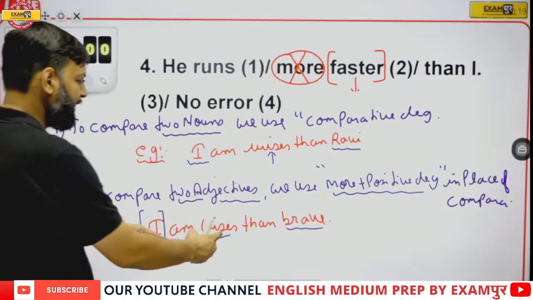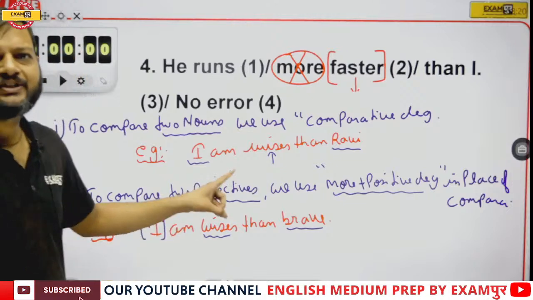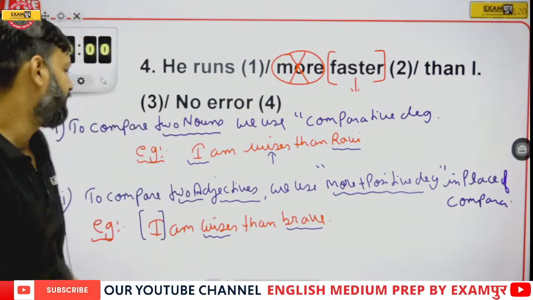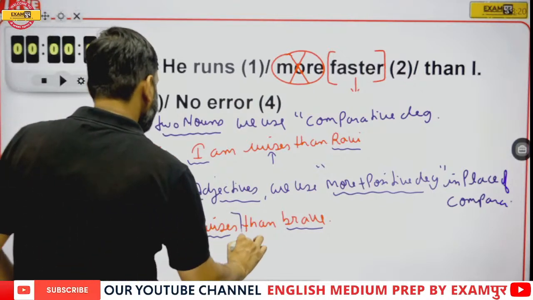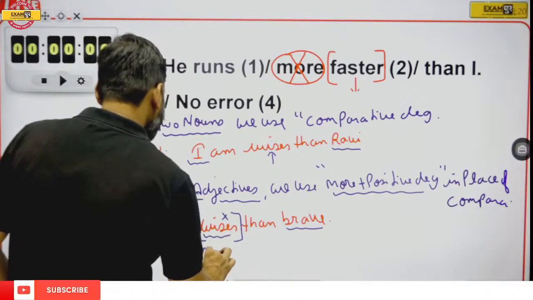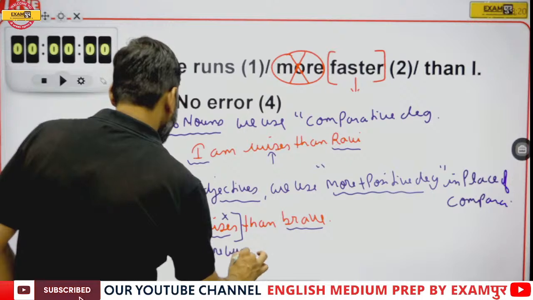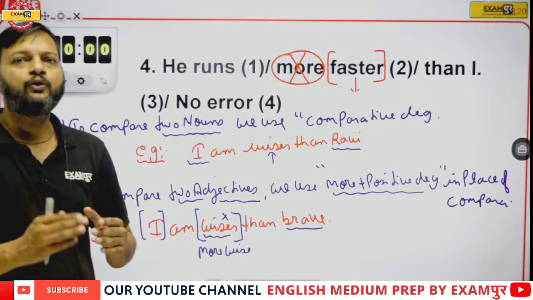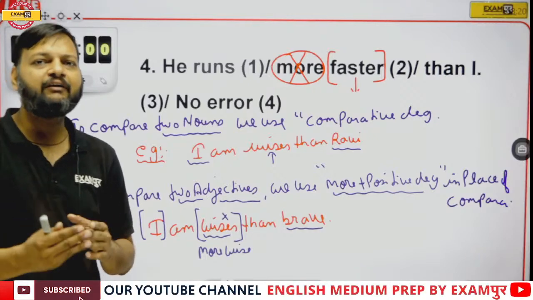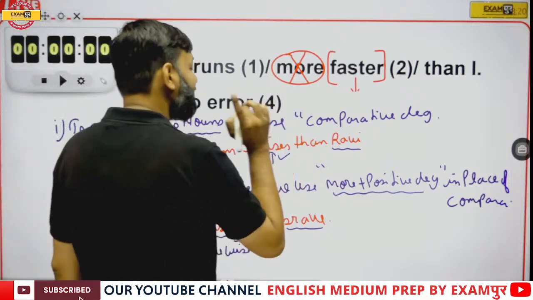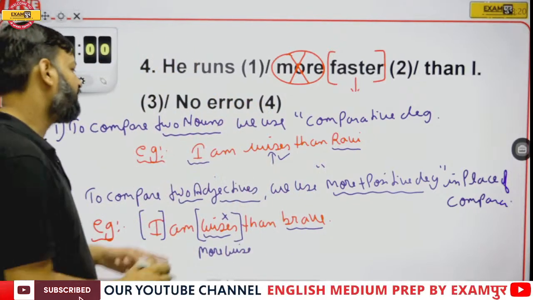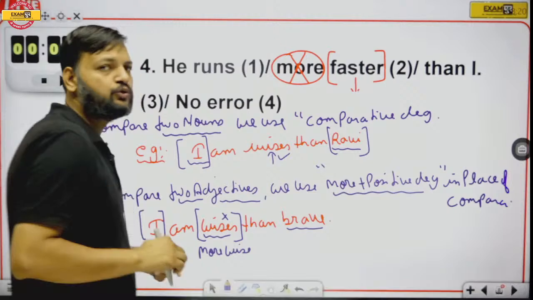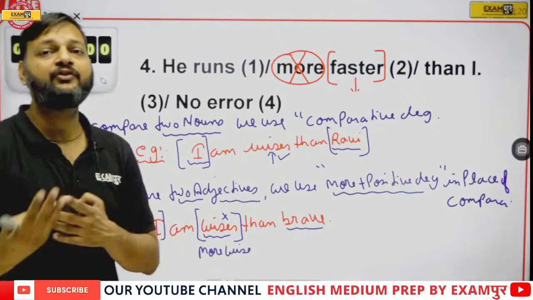And when two adjectives are being compared, we should not use comparative degree, we should use more plus positive degree. So here wiser will be replaced by more wise. Now notice the difference between these two sentences. Here we have used comparative degree wiser, which is absolutely correct, because in this sentence two nouns or two pronouns are being compared. Two persons are being compared.